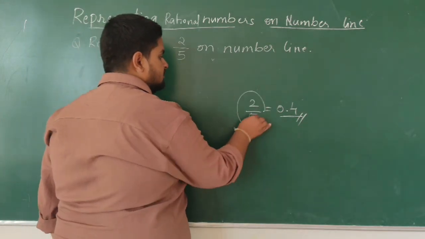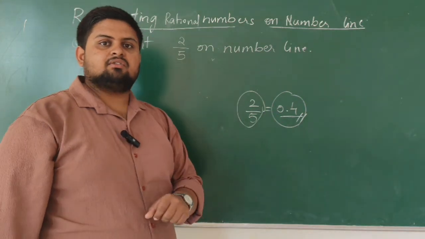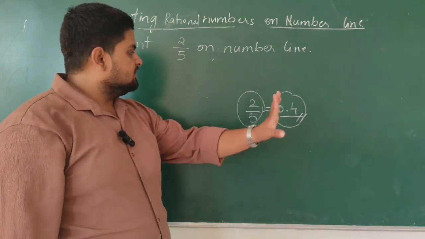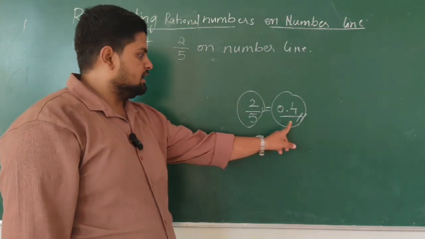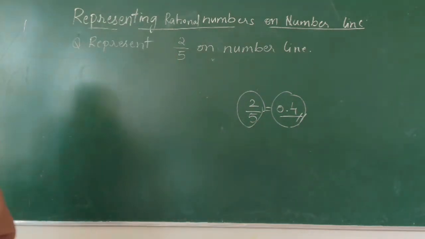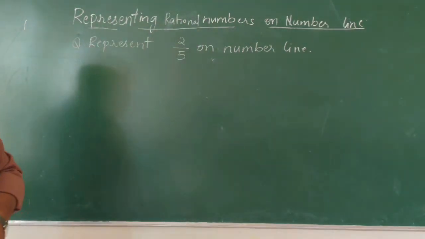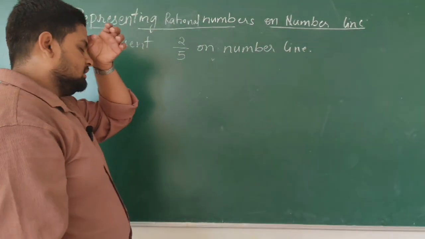And there are different ways of representing both these numbers on the number line. Even though they are equal to the same number, there are different ways of representing a fraction and a decimal number on the number line. Let us get to know both of them one by one. First, let us try to represent 2 by 5 on the number line.